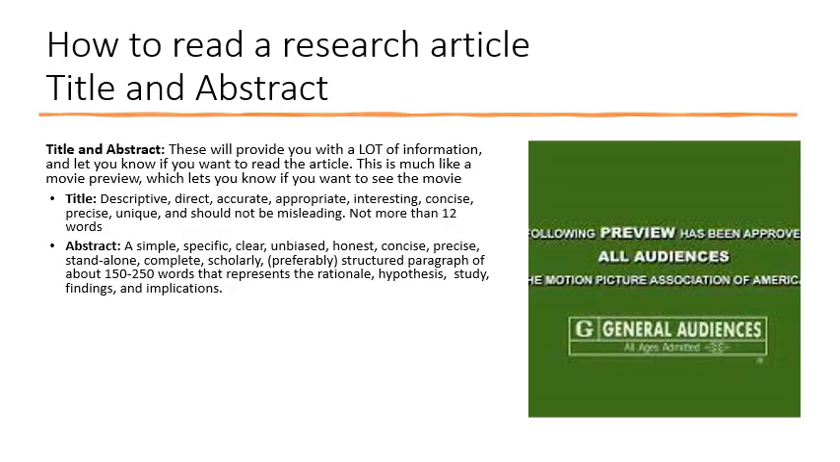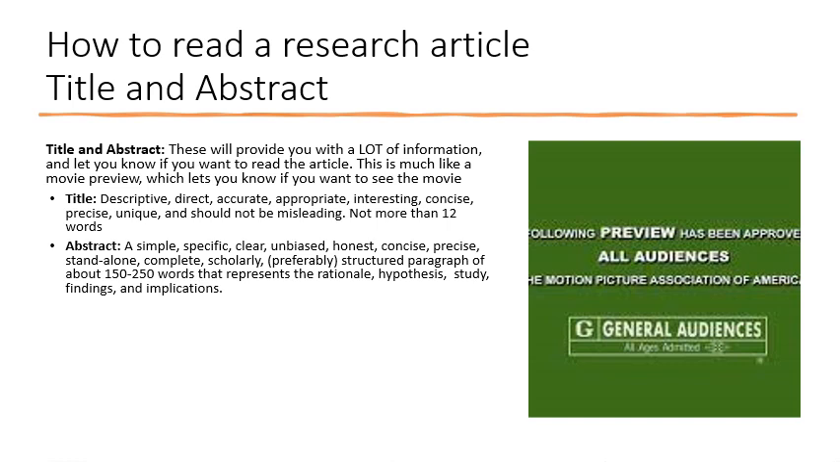So the title and abstract are really important. You're going to get a lot of information here. It's sort of like watching the trailer for the movie, right? To decide if you actually want to watch it. So you'll want to read these things pretty carefully. The title is going to be pretty direct, accurate, interesting, but concise. It's not trying to grab your attention. It's trying to tell you what the paper is about. So it's very different than a news story title. The title is just trying to tell you what the study is, and the abstract expands on that.